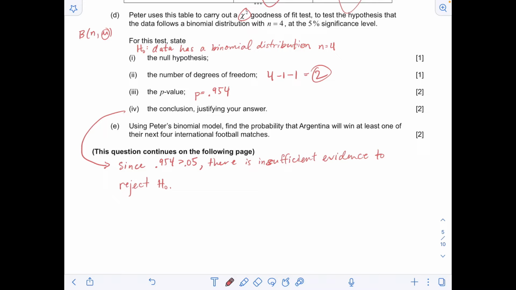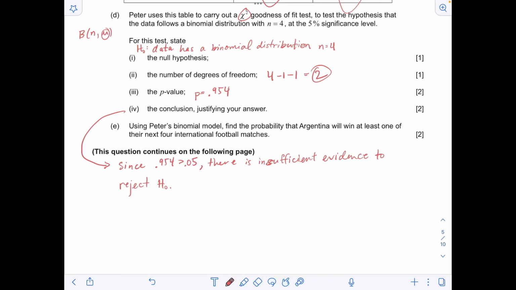And it's always a good idea, although this is a sufficient conclusion, to write what that means. Therefore, we accept the use of Peter's binomial distribution, but you could say something like that too. But I'll leave it at that because IB says this is a sufficient conclusion. It's sufficient to say that we had insufficient evidence to reject the null hypothesis.